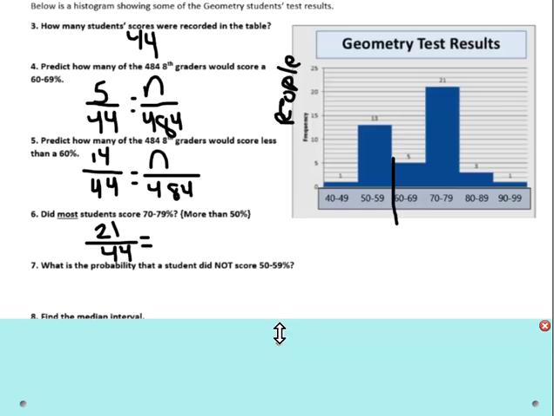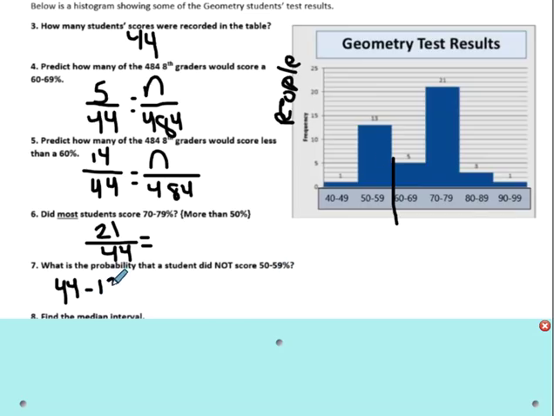Okay. Then number 7, what is the probability that a student did not score 50 to 59%? So we're looking at every single category except 50 to 59%. So this category, this category, this category, this category, this category. An easy way to do that would just be to take 44 and take away the one category we're not looking at, the one interval, so 50 to 59.